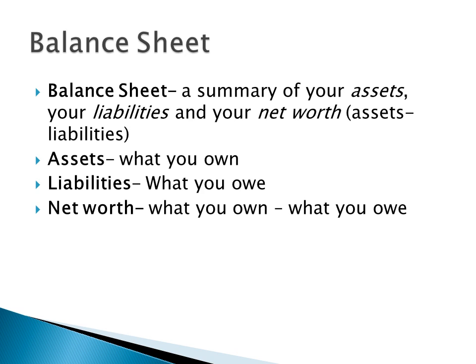Another type of financial sheet would be a balance sheet, which is a summary of your assets and your liabilities, and your net worth, which is your assets minus your liabilities. Your assets are what you own, your liabilities are what you owe, and your net worth is what you own minus what you owe, or your assets minus your liabilities.